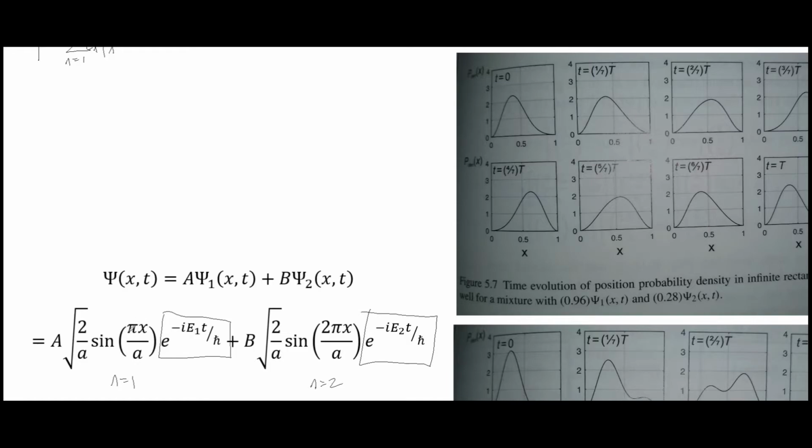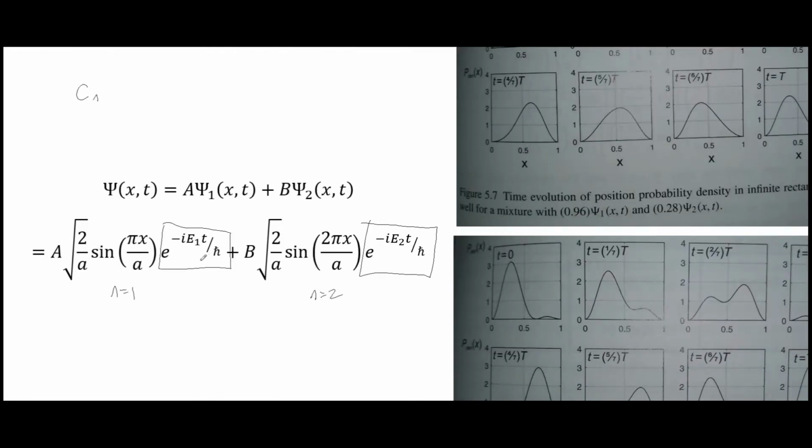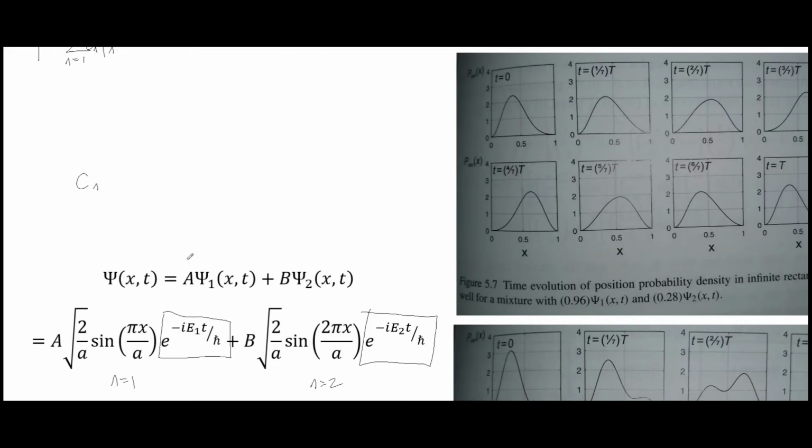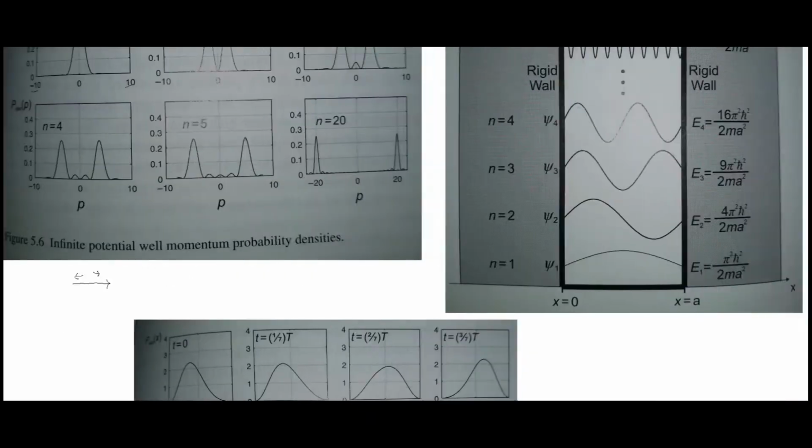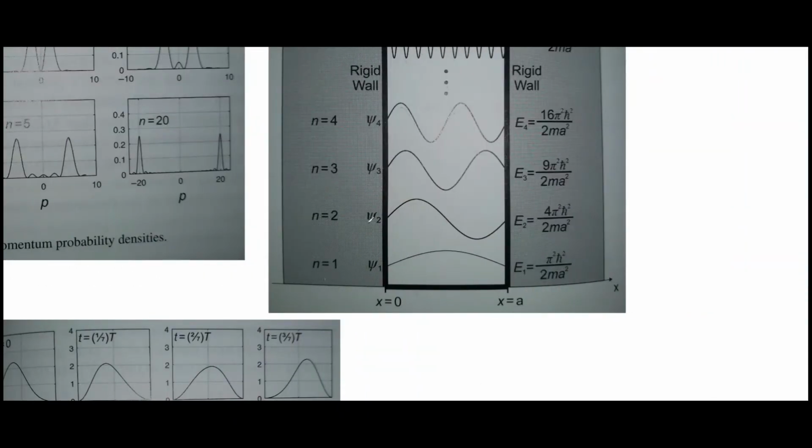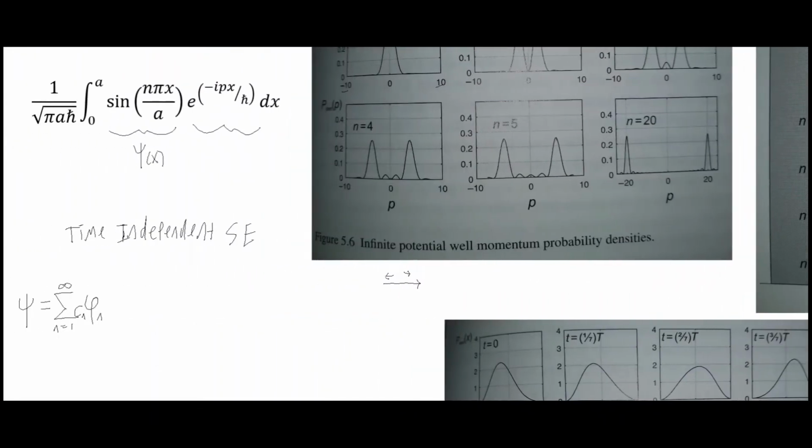That's why this doesn't have a number here, and this has a 2 here. And so the A and B here are, I guess you could say, the Cn in our linear combination up here. So that is the contribution of each of these. This is just looking at a linear combination of two states, the n equals 1 and the n equals 2 states.